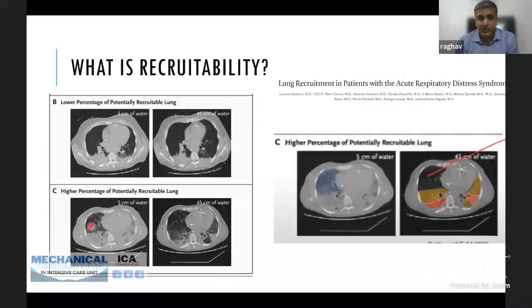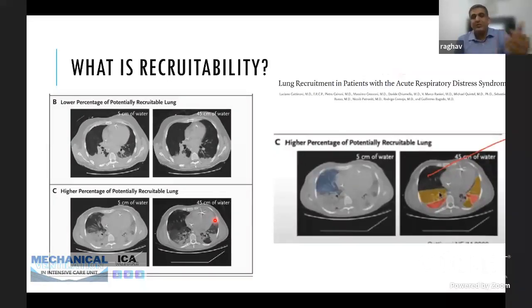As compared to this, the lower two CT scans are of a patient who has a recruitable lung. As you can see, at 5 centimeters of water, only a small portion of lung is inflated. However, at 45 centimeters of water, a large portion of lung is getting inflated. Plus, there is no difference in the heart size in the two figures. So this lower patient has a recruitable lung and a higher PEEP should be applied to this patient.